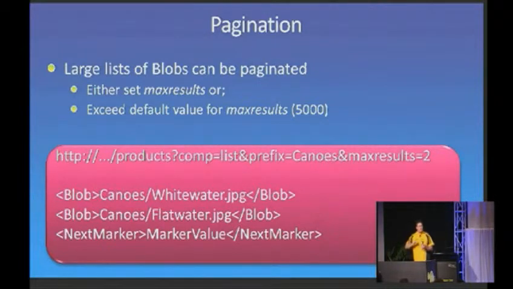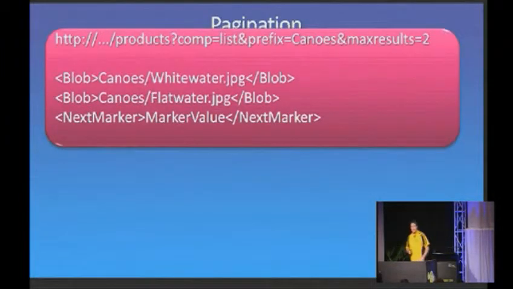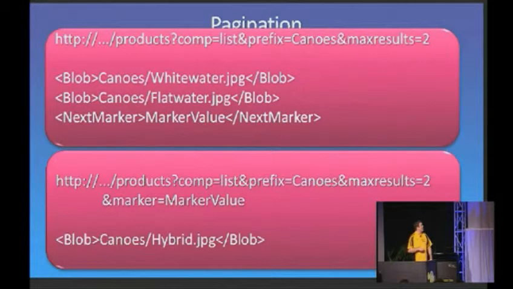When we pull a list of blobs back out of blob storage, we're able to paginate those. And we paginate those either when the number of blobs we're returning exceeds a parameter that we pass in called max results, or it exceeds the default value for max results, which is 5,000 blobs. When we paginate, we'll get back what's called a continuation token, right? Or a marker value. And we pass that marker value back up to the service on subsequent calls to get more blobs out. There is no isolation across calls.